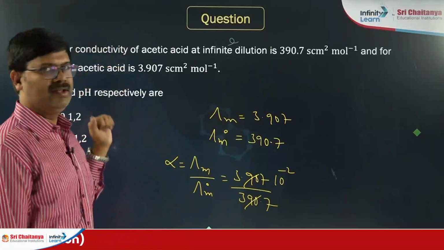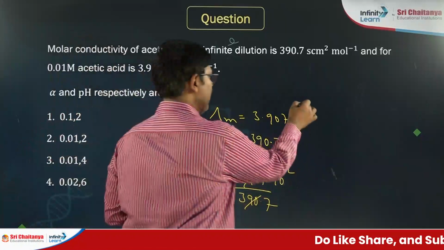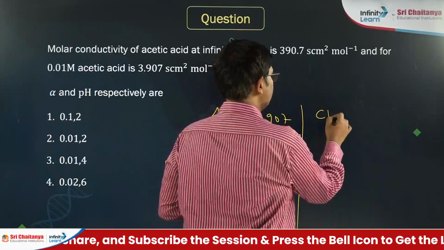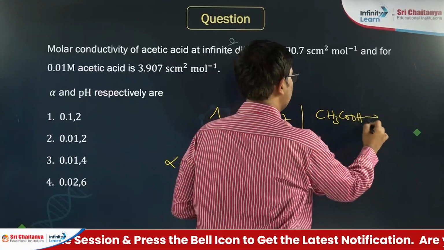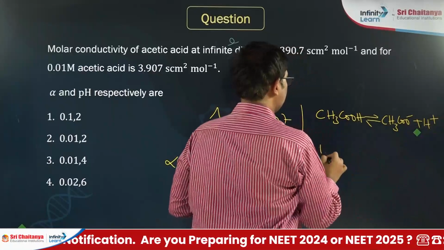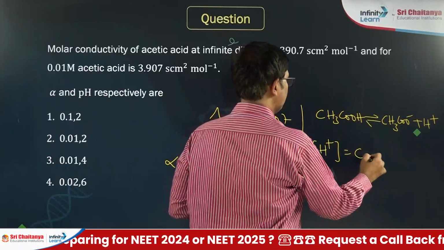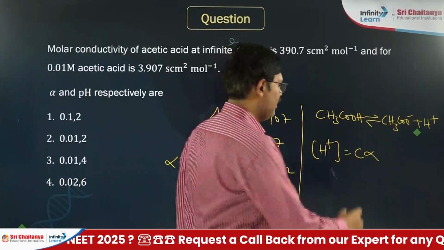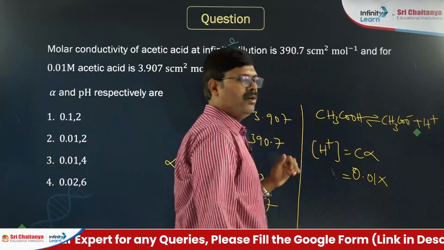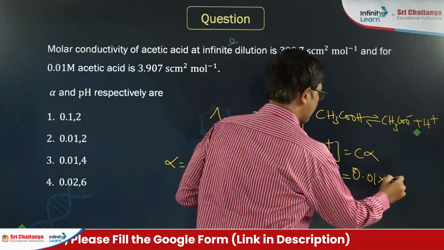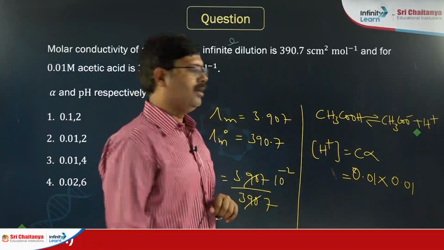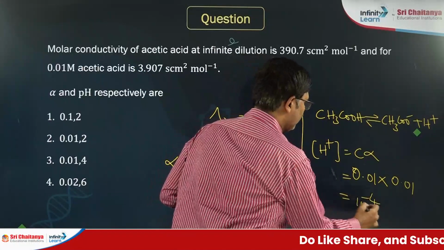And what about pH? How to get pH of acetic acid? In the ionic equilibrium chapter, you must have studied this. When acetic acid is dissociating into acetate and H plus, the H plus concentration is equal to C alpha. This is the formula. Here C is given as 0.01. Alpha, we just now got, that is also 0.01. So 0.01 into 0.01 will be 10 power minus 4.